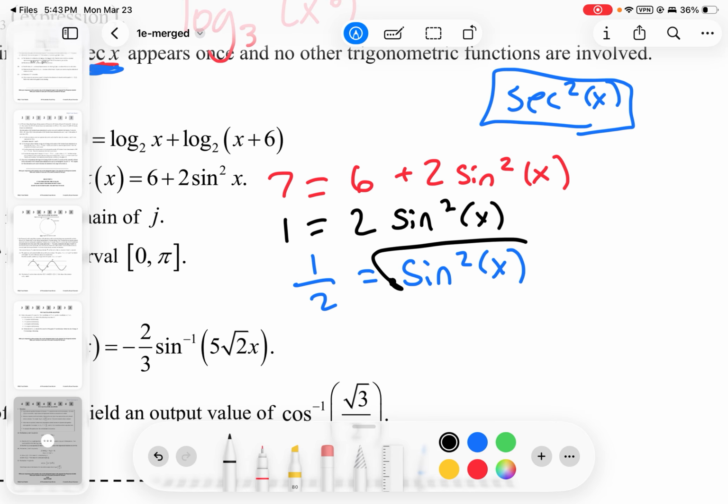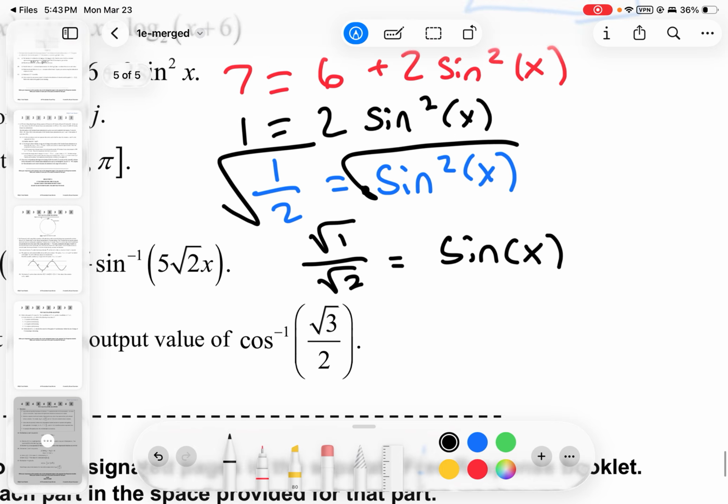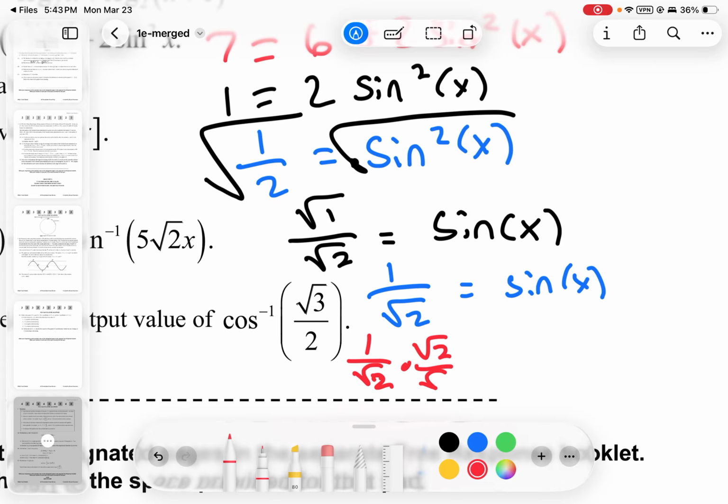This is where math is just beautiful, and we have to be good problem solvers. Take the square root of each side. We get the square root of 1 over the square root of 2 equals sine of x. Well, the square root of 1 is 1, so we get 1 over the square root of 2 equals sine of x. You'll notice that this is not on your unit circle because we have to rationalize the denominator. And when I multiply 1 over the square root of 2 times the square root of 2 over the square root of 2, I get, oh, there's something I recognize, the square root of 2 over 2.